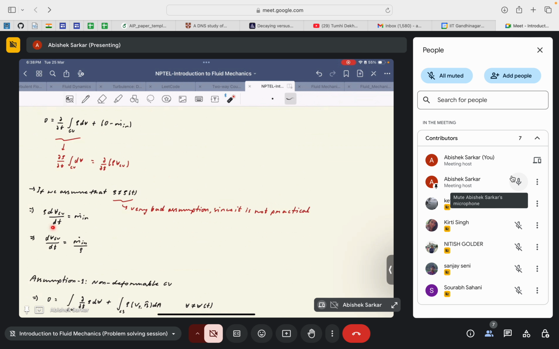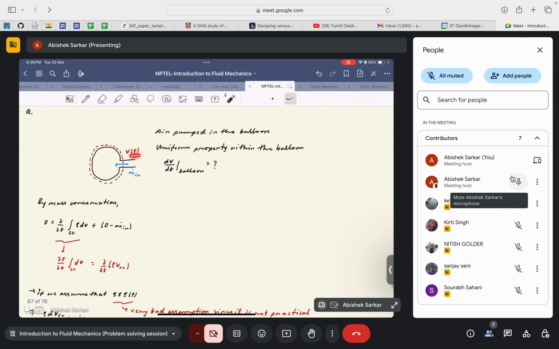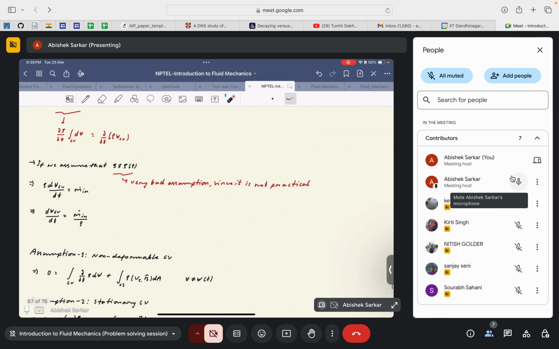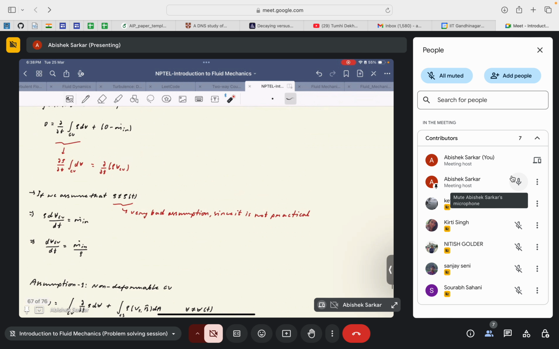And why have we taken the complete derivative? Since volume is only a function of time, as given in this particular problem, the partial derivative can be converted to a total derivative. Then dV_cv/dt is equal to m dot in by rho. We take rho in the denominator. So this is a very crude approximation for the rate of change of the control volume in the case of inflation of a balloon. But Professor Chakraborty would have mentioned very explicitly that this is a very crude answer.